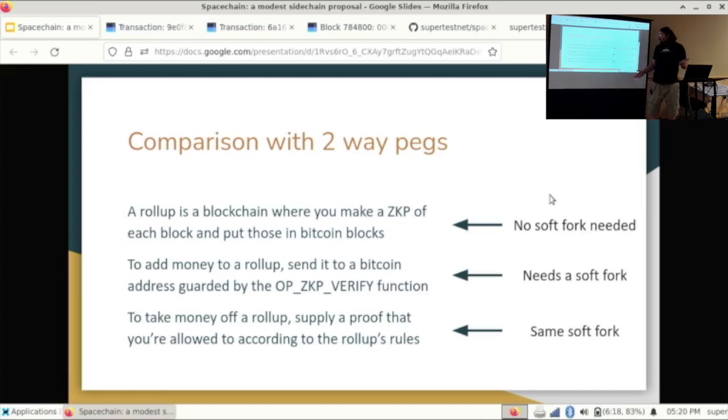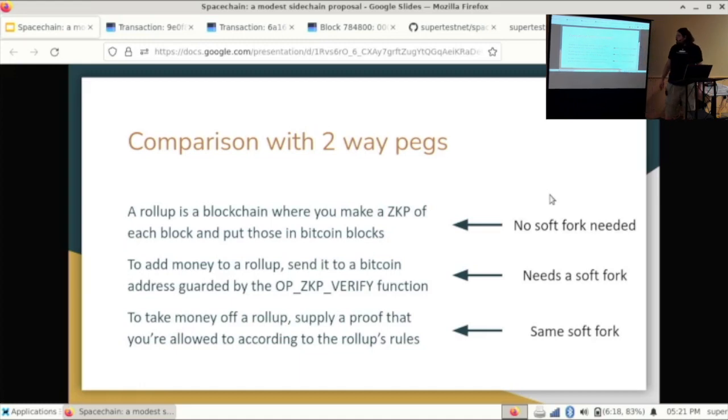But then to add money to a rollup, you send it to a Bitcoin address guarded by this new opcode that hasn't even been written yet. And to withdraw from it, you supply a proof that according to the rules of the sidechain, you're allowed to withdraw that money. And then Bitcoin nodes would pass it through this function and let you withdraw the money. But this requires, you know, a soft fork to add this to Bitcoin, and no one's even written this yet. So who knows what that'll look like when it comes out.